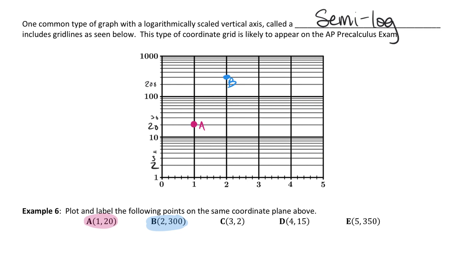My next coordinate I'm plotting is 3 comma 2. So I go to the input value of 3, and I want the output value of 2. If this is 1, that means this is 2. So my input value should be right there. That's C. Are we following? Okay, 4 comma 15. Input value of 4, output value of 15. Ooh, how do I do that? In between 10 and 20. So if this is 10 and this is 20, 15 is obviously somewhere in between them. So this right here would be D.